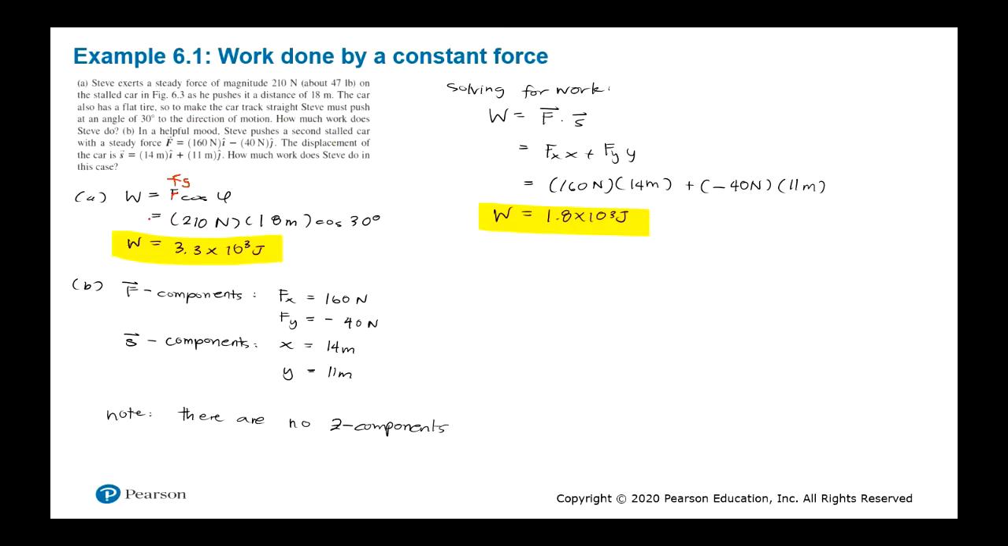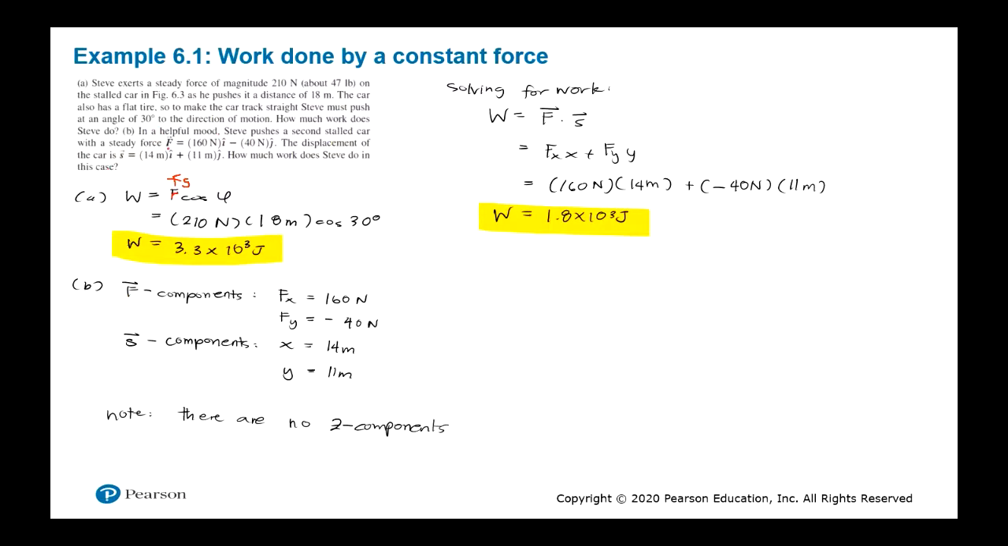Okay, so with that, you plug in your values, 210 as the force, S as the magnitude of the displacement, cosine phi with an angle of 30 degrees, and plugging all of that, you get the work is equal to 3.3 times 10 to the third power joules.